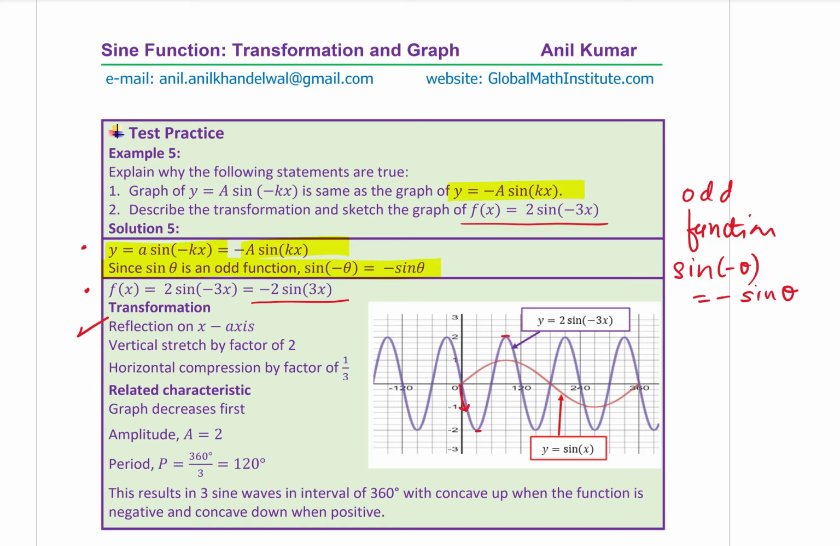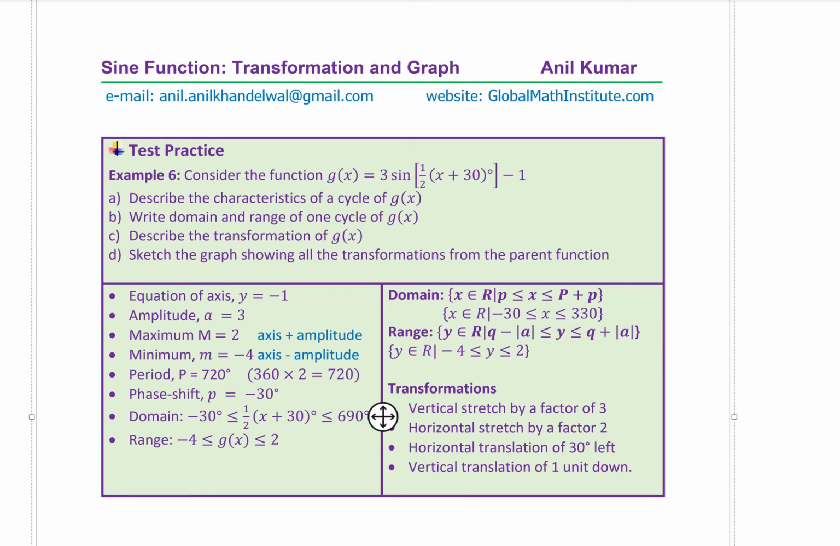You will also notice that within a period of 0 to 360, which is for sine x, we have 3 waves. I should say 3 cycles, correct? So we have 3 cycles of sine 3x. And that is what that number 3 signifies, right? So if it is sine nx, there will be n number of cycles.